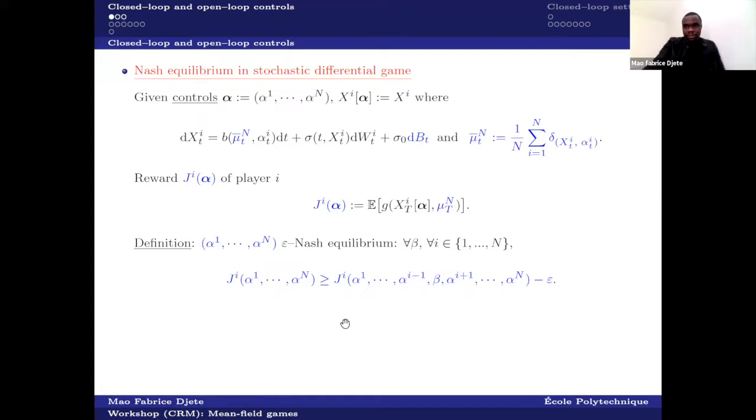It's quite simple. So what I call a Nash equilibrium here: I give myself a tuple of n controls, and I consider a stochastic differential equation, which I denote like this. One of the main points I will point out is this fact: I consider a common noise, which I denote by B, and the interaction between the players is achieved via the empirical distribution of states and controls. And I consider the reward of each player under this kind of shape.